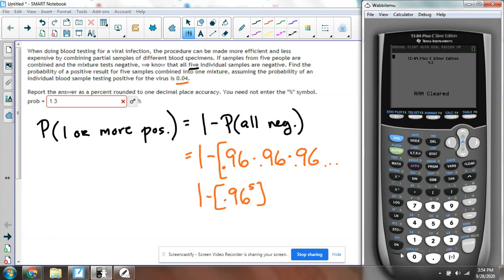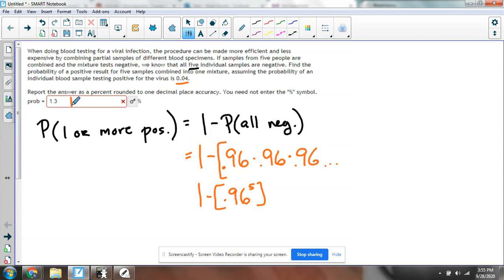So we'll do 0.96 to the 5th power, and then we'll take that and subtract it from 1. 1 minus that. So my answer will be 18.46%. So to 1 decimal place, that would be 18.5%.